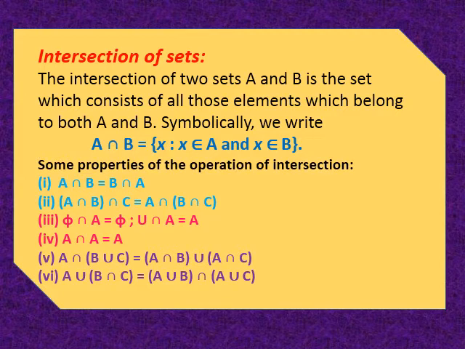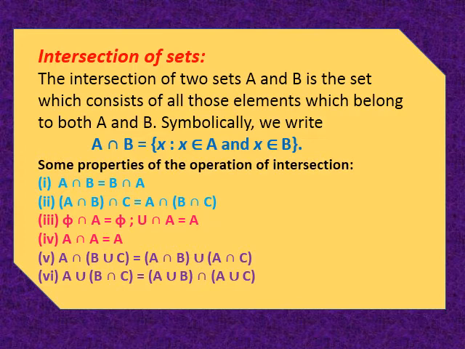Next we have intersection of sets. So the intersection of two sets A and B is another set which consists of all those elements which belong to both A and B, that is the common elements of A and B. Clear? So intersection means common elements of the sets, and symbolically it is written as A intersection B equals {x such that x belongs to A and x belongs to B}. And means intersection, or means union, remember that.